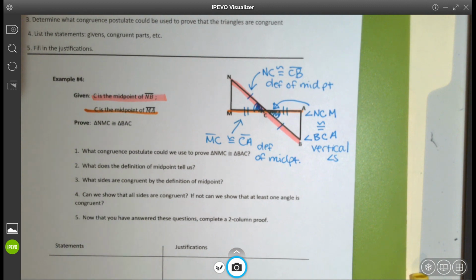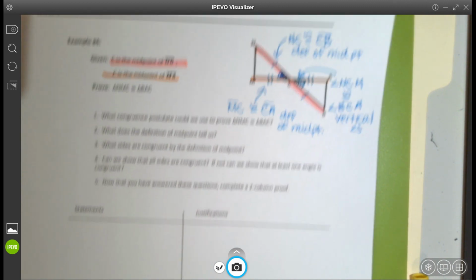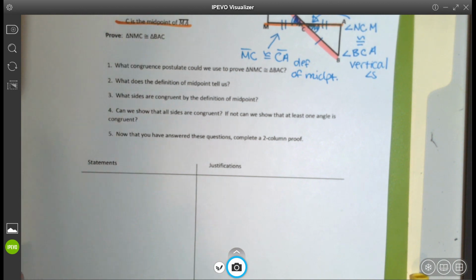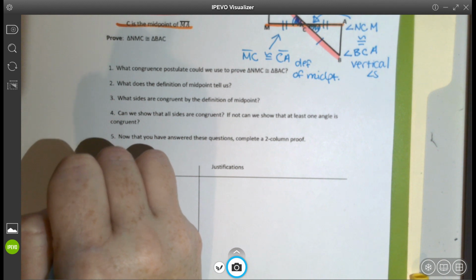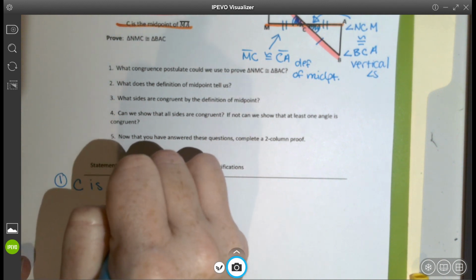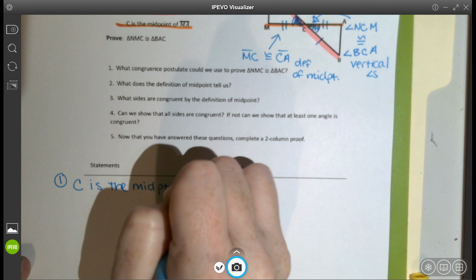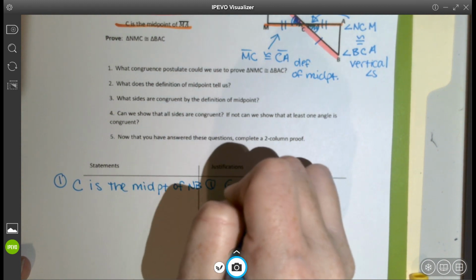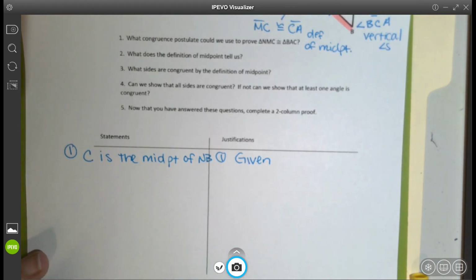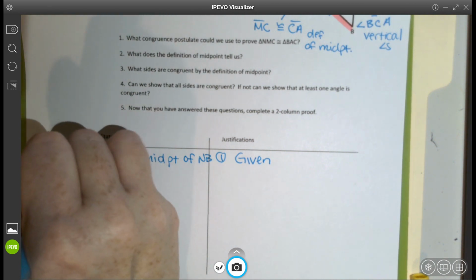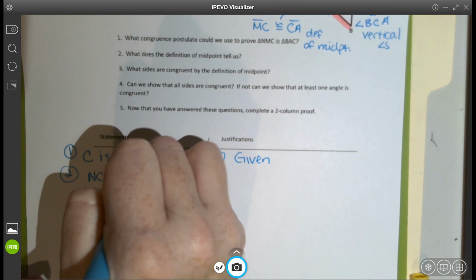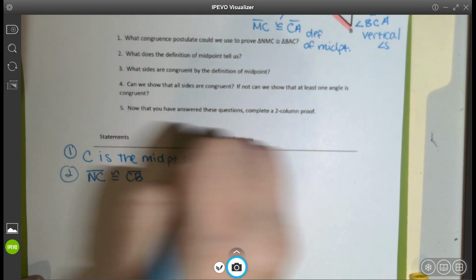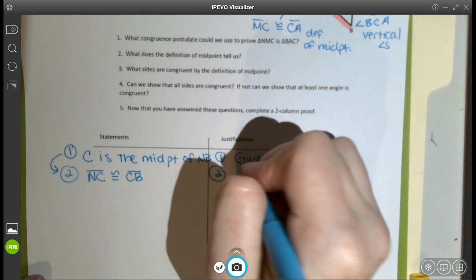And so I had some questions on how we start. So the first thing we're going to do is write the given. I'm going to write only the first given in pink. I'm actually going to break it apart. So this is my favorite way to do the proof. So C is the midpoint of NB, and that's given. What did that given give us? So going back to your picture, look at your picture and what did it give me? It gave me NC is congruent to CB. And the reason we wrote that, so again, that gave that to me, that was definition of midpoint.